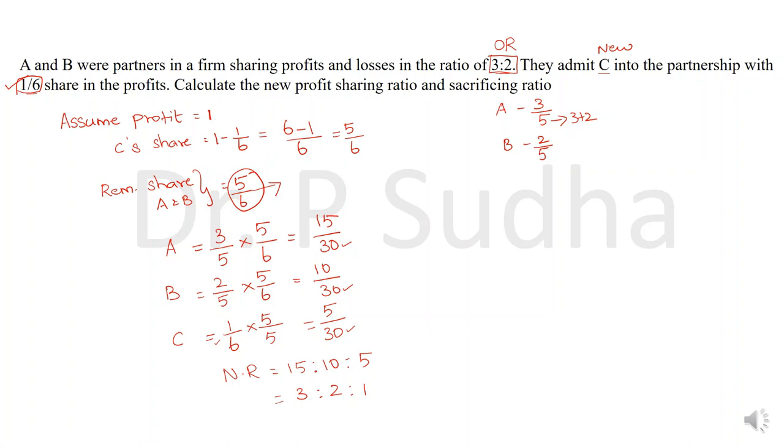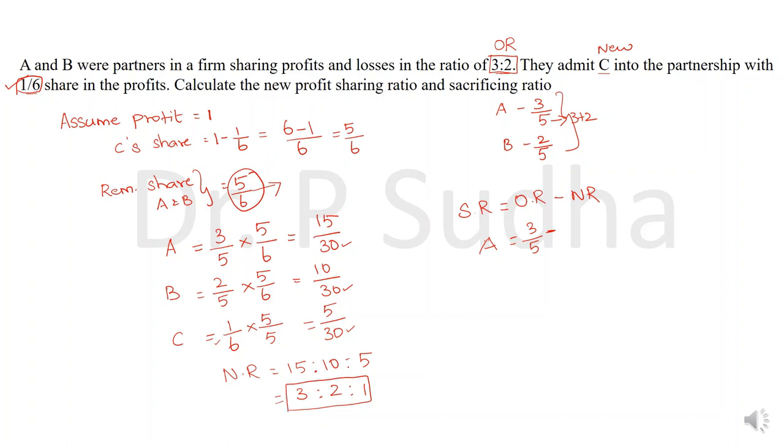Now let us calculate the sacrificing ratio. Sacrificing ratio, I have already taught you the formula. Old ratio minus new ratio. So what is the old ratio? See, we have written here the old ratio for A and B. For A, the old ratio is 3 by 5 minus new ratio. What is the new ratio? Look here, we have calculated 3 is to 2 is to 1.